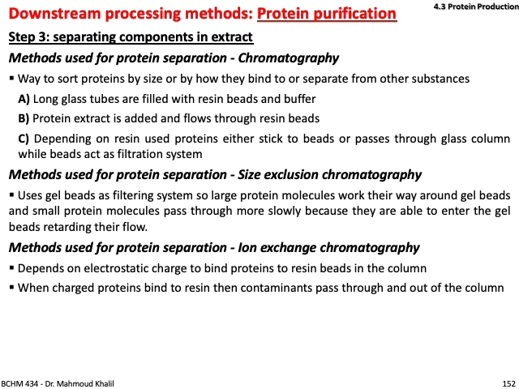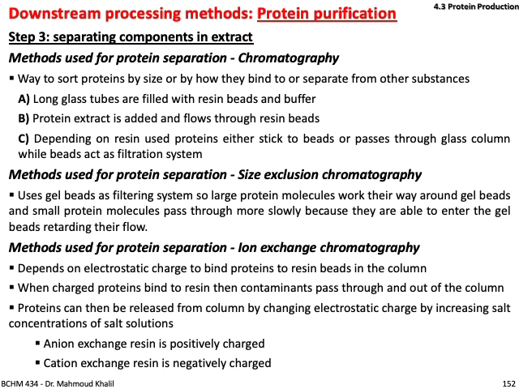The other one is ion exchange chromatography for protein purification. This depends on the electrostatic charge to bind protein to resin beads in the column. When charged proteins bind to the resin, the contaminants pass through and out of the column. The protein can then be released from the column by changing the electrostatic charge by increasing the salt concentration. Anion exchange resin is positively charged, while cation exchange resin is negatively charged.